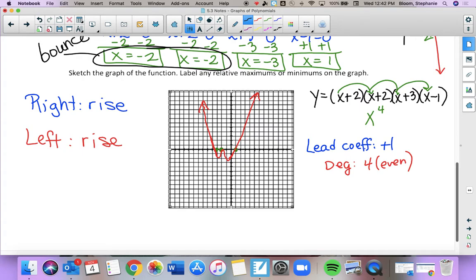We're bouncing at -2. We're going to label relative mins and max. So how many do we have? You're looking at your turning points. How many do we have where it's changing direction? 3. So let's go ahead and write them here. So those are my mins, right? And this up here would be a max. Turning points are mins and maxes.